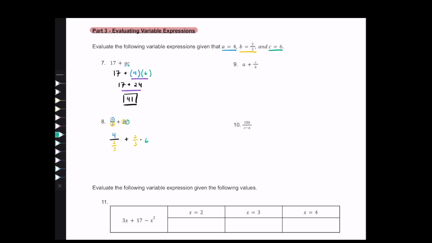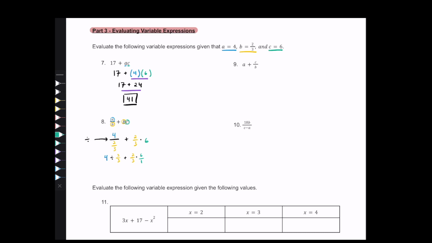Okay, so just keep in mind what this fraction bar really means. It means division, right? That's its operation. So when we go ahead and do this, this is really going to be 4 divided by 2/3. So 4 divided by 2/3. And then we're going to have to add the product of these two. So that's going to be 2/3 times 6. But we know 6 as a fraction is going to be 6 over 1.